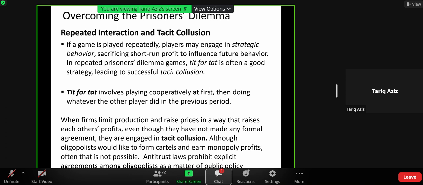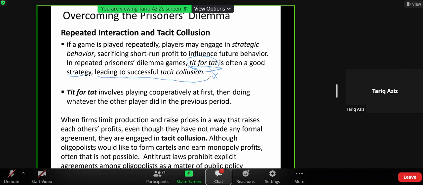So sacrificing short-run profit to influence future behavior in repeated dilemma games, tit for tat is often a good strategy. Tit for tat means we will look whether the other party is cooperating or not. If they are cooperating, then we will also cooperate. But if the other party is not cooperating, then we will compete. So tit for tat is often a good strategy, leading to successful tacit collusion.